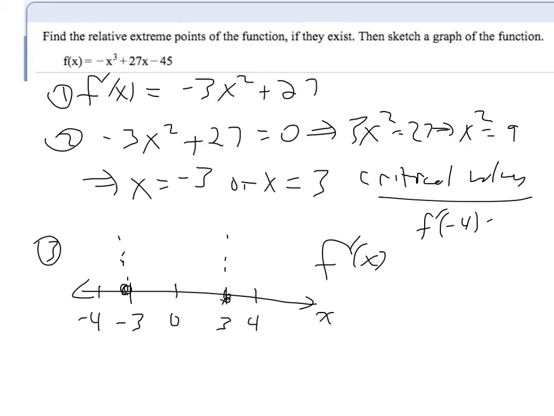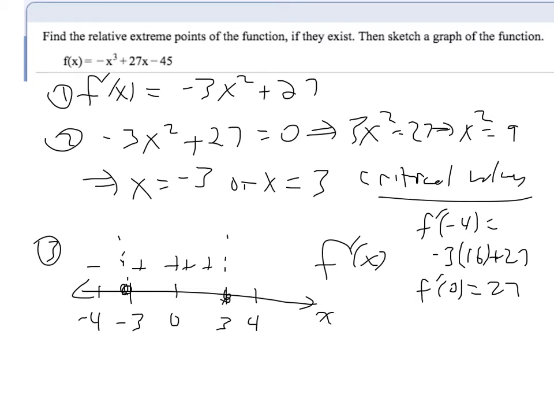So f prime of negative 4 is negative 3 times, I'm just going to do the calculation here. This is my formula, right? The reason I write it down by itself here is so that I know where to plug my numbers in. I'll have negative 3 times negative 4 squared. Negative 4 squared is 16. So that's negative 3 times 16 plus 27. And if you do the math, that is a negative number. So I'll put a minus sign there. F prime of 0 is always super easy. That's why we pick 0 if we can. F prime of 0 is 27, so that is certainly positive.